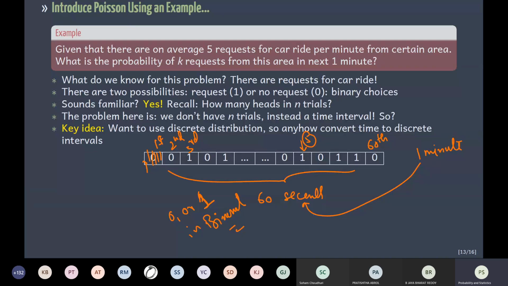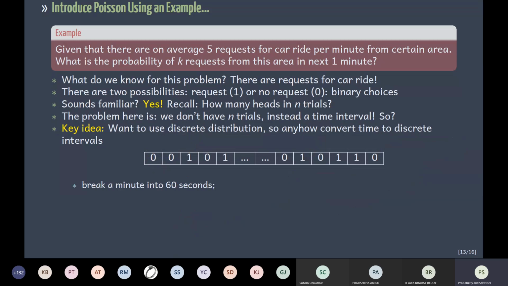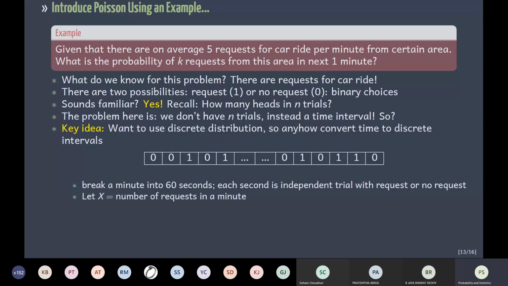We are trying to approach this problem via binomial. So we break the minute into seconds, as I just said. Each second is an independent trial with request or no request. Let x be the number of requests in a minute. Even with this, we are approximating our problem. It could have been that I received 2 requests and so on, but we will assume just 1, because this is the partition of time we did. Let us go with this.